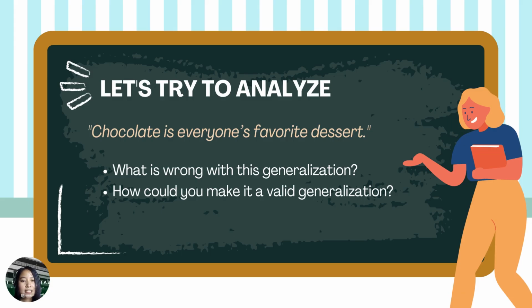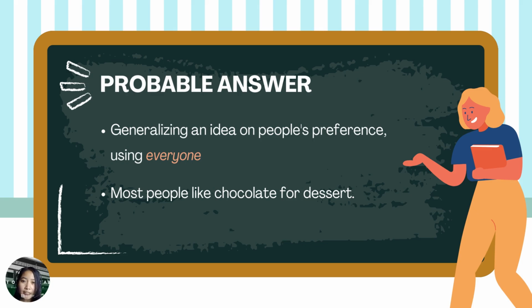So let's try to analyze. Chocolate is everyone's favorite dessert. What do you think is wrong with the generalization? How can we make it valid? The thing that makes the generalization faulty is that it generalizes an idea on people's preference using the word everyone. And again, there are some people who do not like chocolate for dessert. And how do we make it valid? Most people like chocolate for dessert. Therefore, we are not generalizing for everyone.